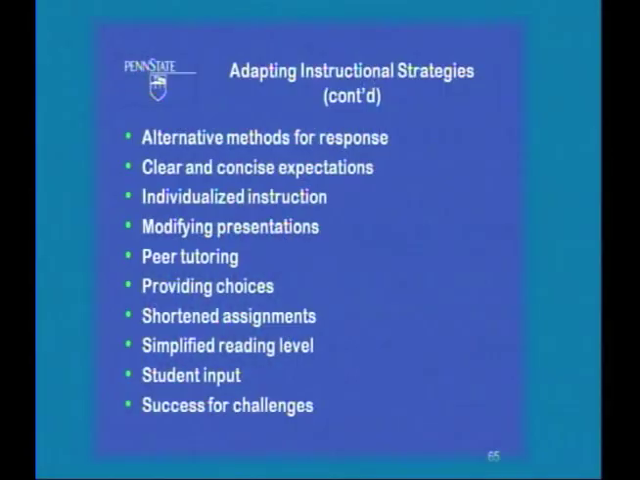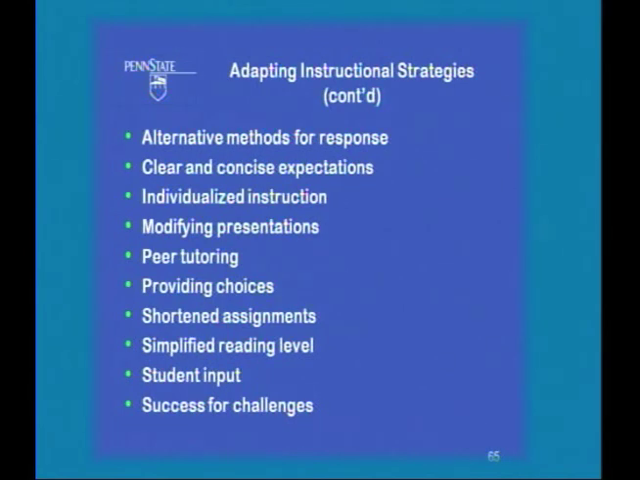Students with mild disabilities should be provided alternative methods for response. In other words, oral responses versus writing to get at basic content knowledge. Students with mild disabilities need clear and concise expectations. They often need individualized instruction. Presentations often need to be modified. We saw that in the video with Alex about noise. A presentation that has a lot of music may be distracting for these students, or for some of these students.